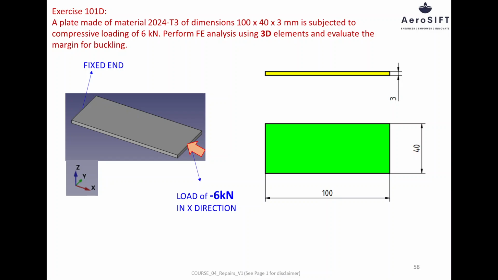This Exercise 101D is an extension of Exercise 101C, where we now perform a 3D finite element analysis of the same rectangular plate under compressive static loading. The plate is subjected to a compressive load of 6 kilonewtons in the x direction to evaluate the margin for buckling. One end of the plate is fixed to represent a clamped boundary condition, while the compressive load is applied at the opposite free end, simulating a fixed-free configuration.